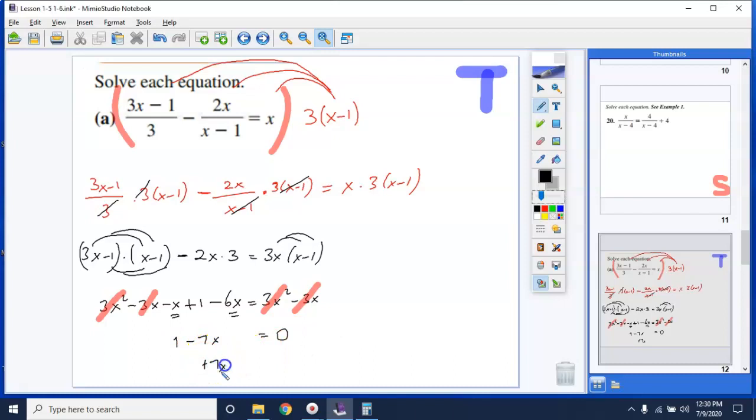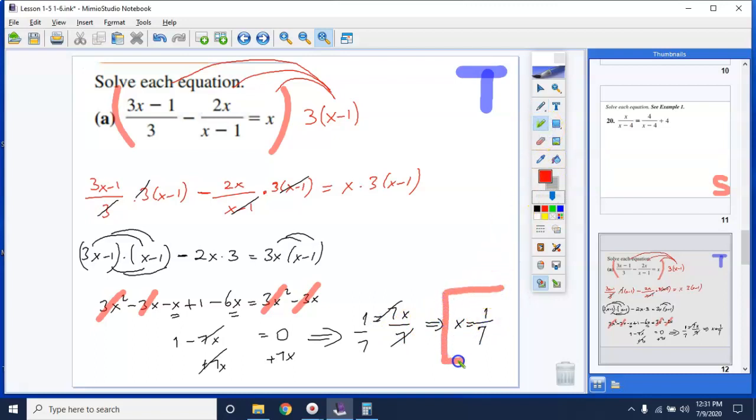So let's add 7x to both sides. These two will cancel each other. 1 equals 7x. Lastly, I should divide by 7. These two will cancel each other. x equals 1 over 7. So that's my answer. So we are good. My answer is 1 over 7.